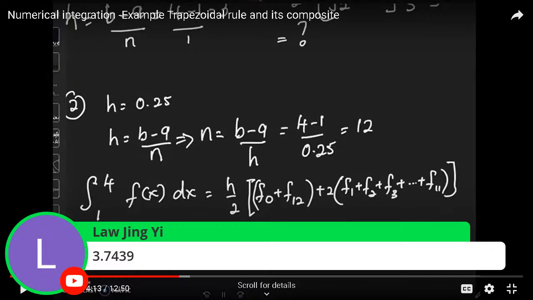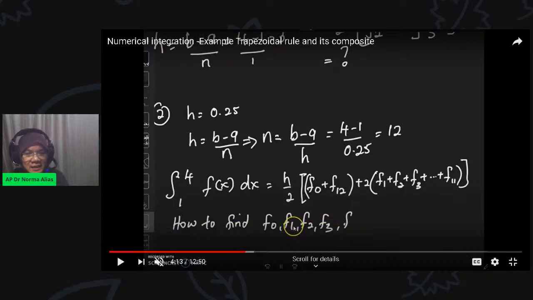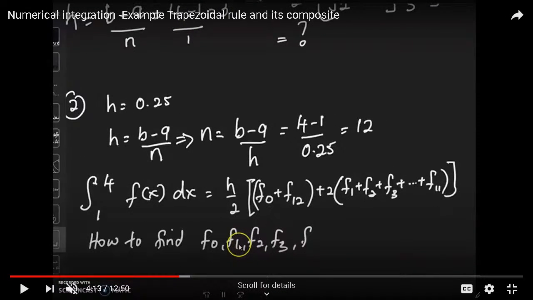So now let's find the solution. This is the basic one. When we use the basic trapezoidal rule, the answer is 3.7489. All right. So now we want to apply the composite trapezoidal rule. So we need to develop 4 columns. What is that? F0 plus F12 is A, so I put A plus 2 times B, where B is F1 up to F11. So you have 4 columns to find the value of the summation with the composite trapezoidal rule.